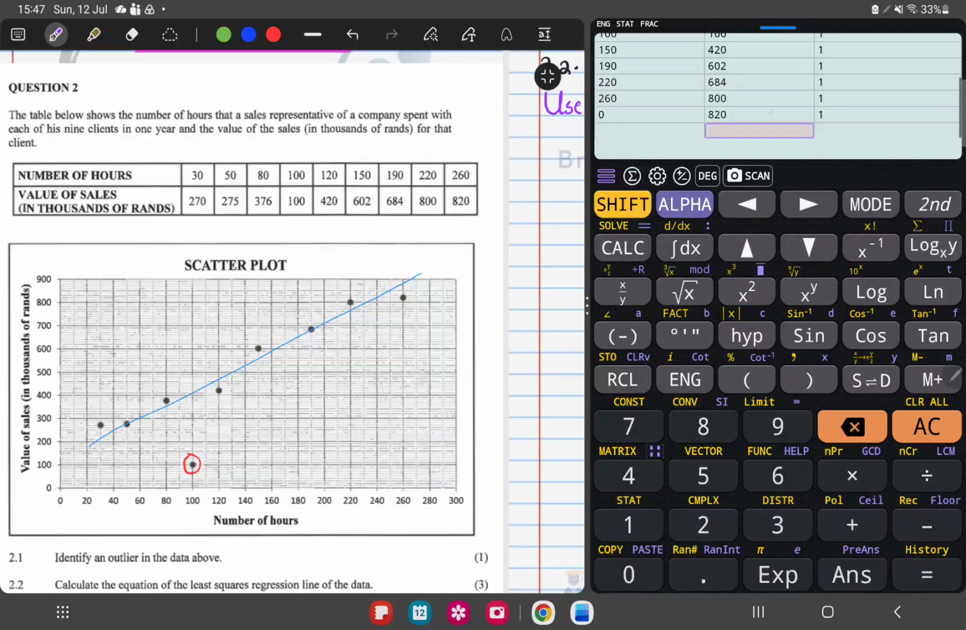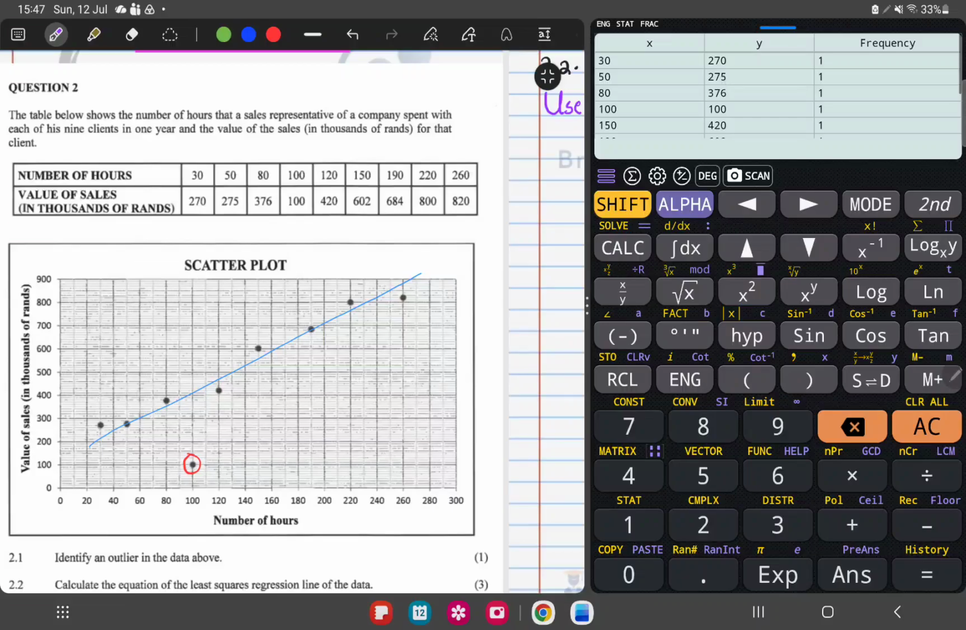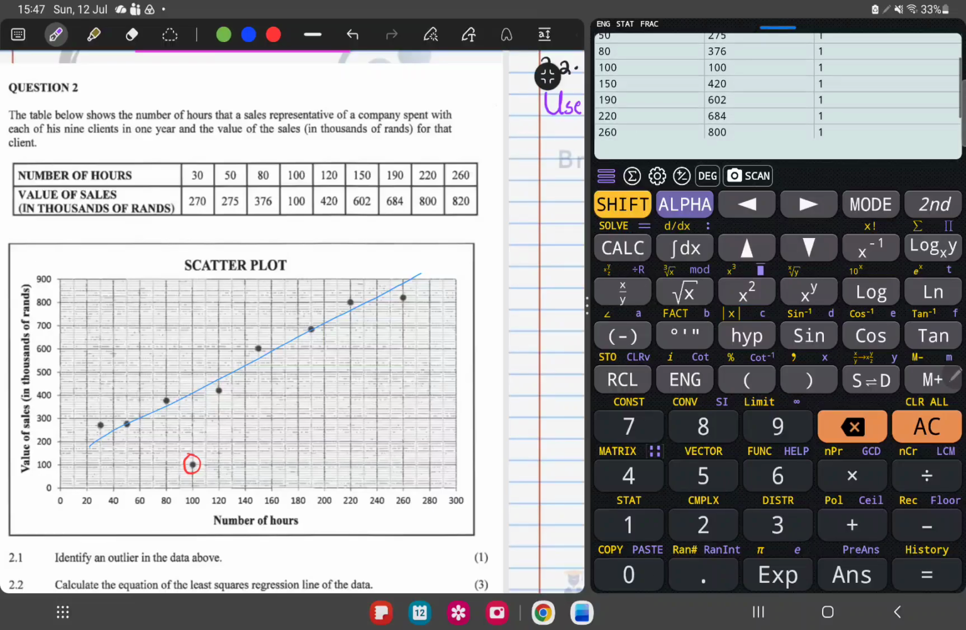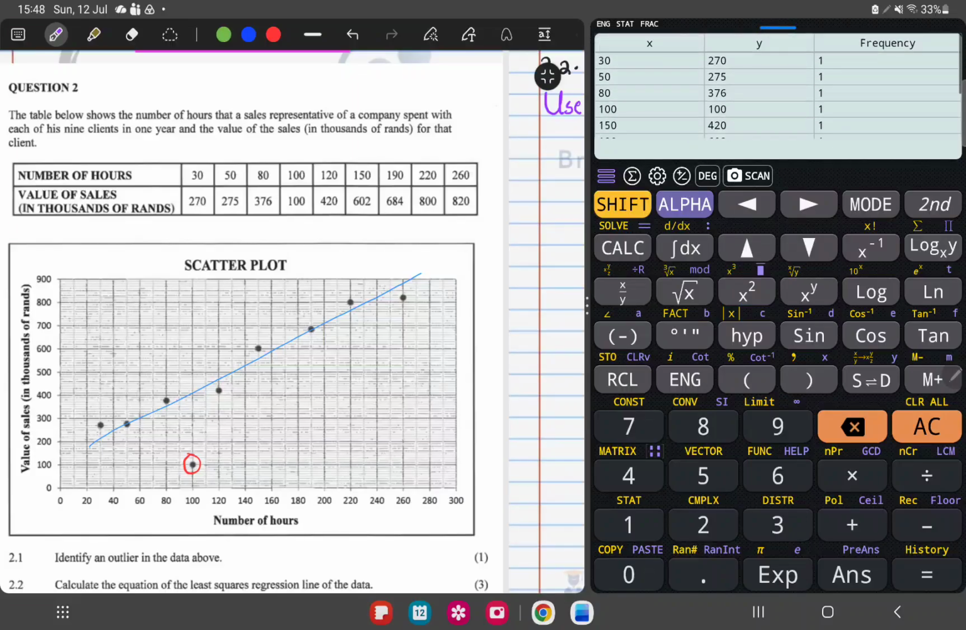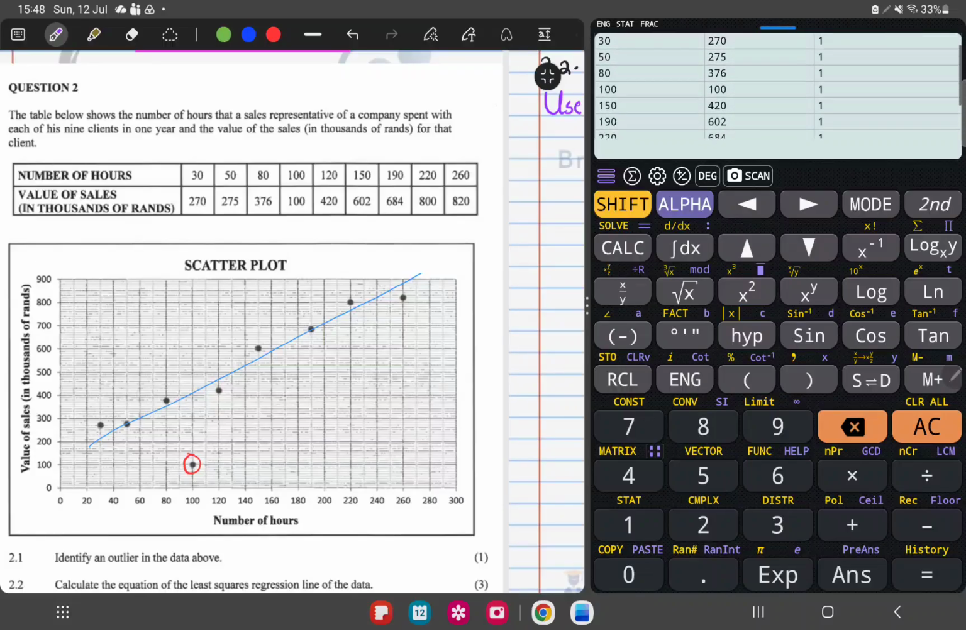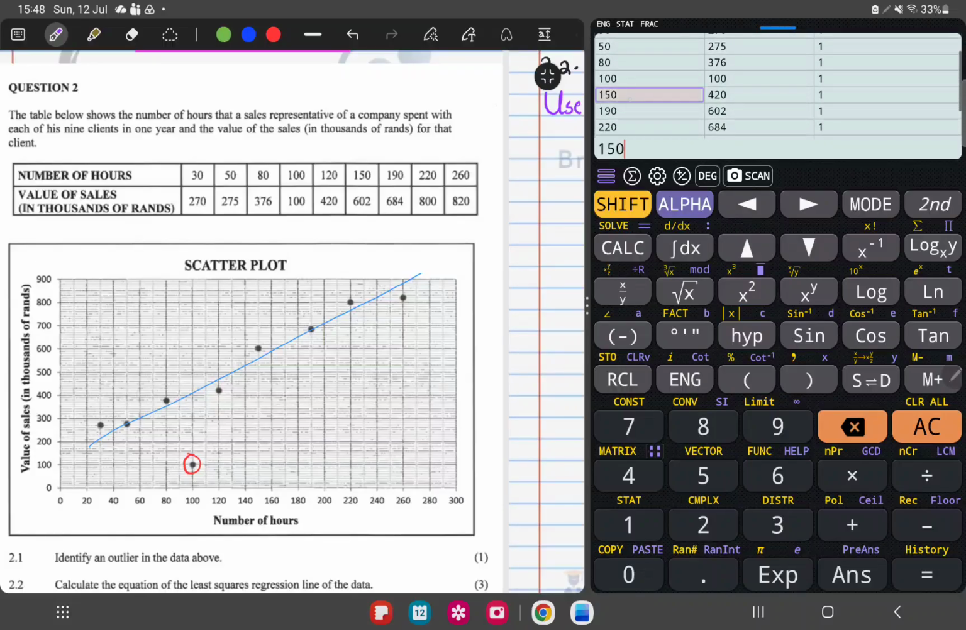So I have more data. I need to figure out where I went wrong. So we have 270, 275, 376, 100, 420, and then 602, 684, 800, 820. Let's look at the other one. We have 30, 50, 80, 100, and then after 100, if you observe carefully, we're supposed to have 120. And then after 120, we need 150.